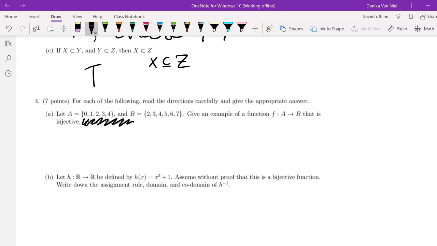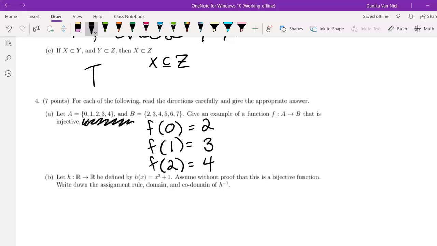Okay, so let's see. Well, we can literally just pick out f of 0 equals 2, f of 1 equals 3, f of 2 equals 4. But what am I doing? I'm just saying f of x equals x plus 2. Okay? And that will always land me in B. And it is injective because no two elements over here hit the same element over here. Awesome. So that's what I'm going to say.